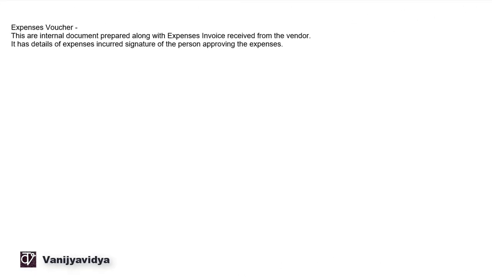So, expense voucher. This is an internal document prepared along with the expenses invoice received from the vendor. It has details of expenses incurred, and the signature of the person approving the expenses. Now if you see, this is similar to your purchase voucher. It is an internally prepared document and then it is attached with the invoice received from the vendor or the contract signed with the vendor. Let's see one example for this.